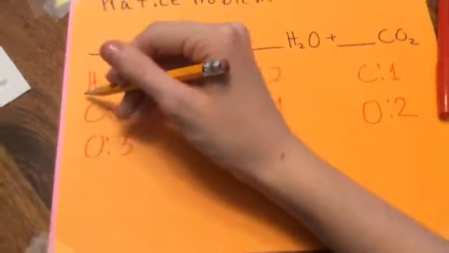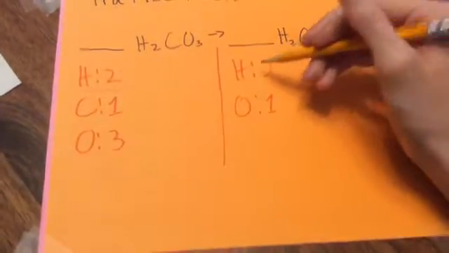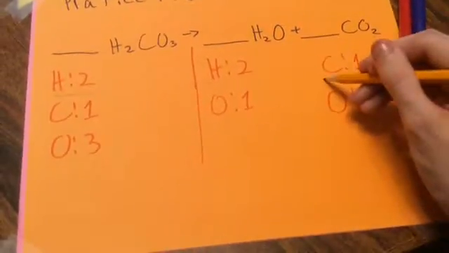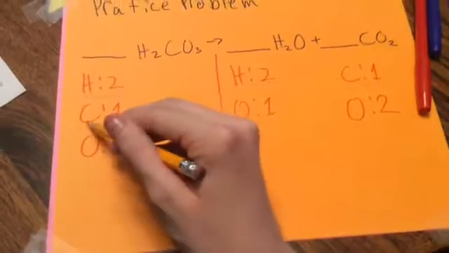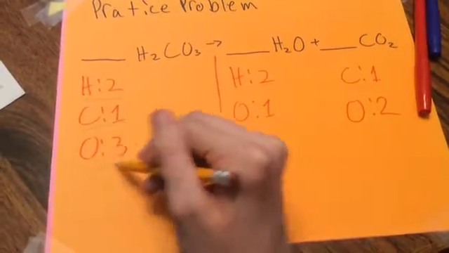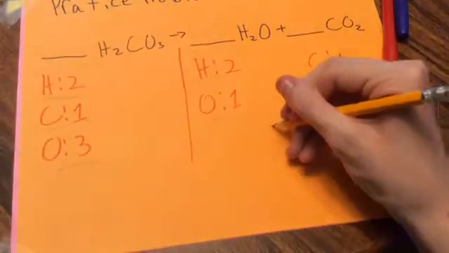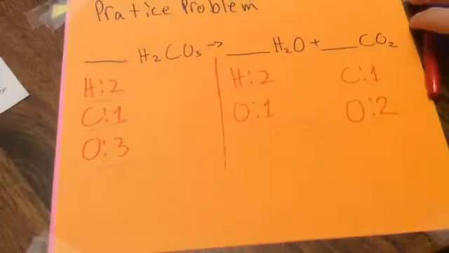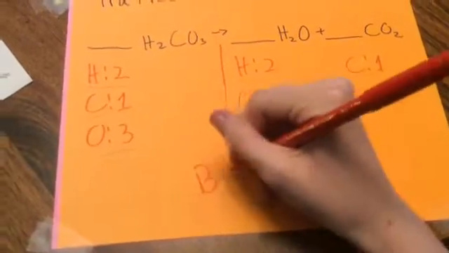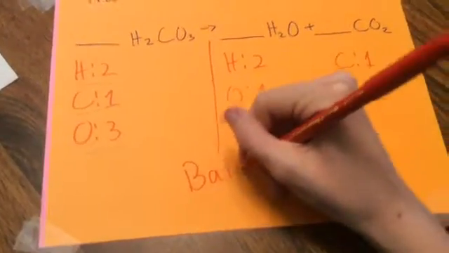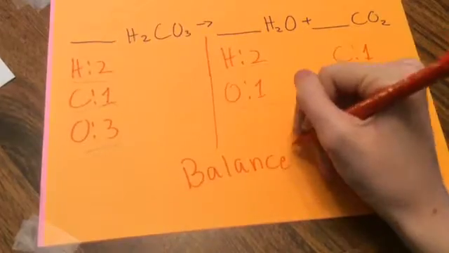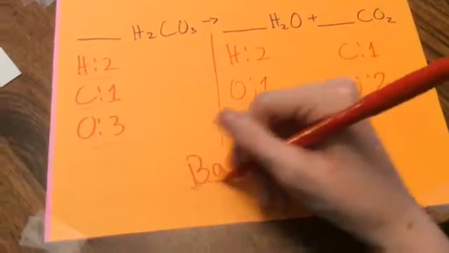Okay, so let's pull what we have. We have 2 hydrogens here, 2 hydrogens here, and 1 carbon, 3 oxygen, and 1 plus 2 equals 3. So this equation is balanced. Balanced. Okay.